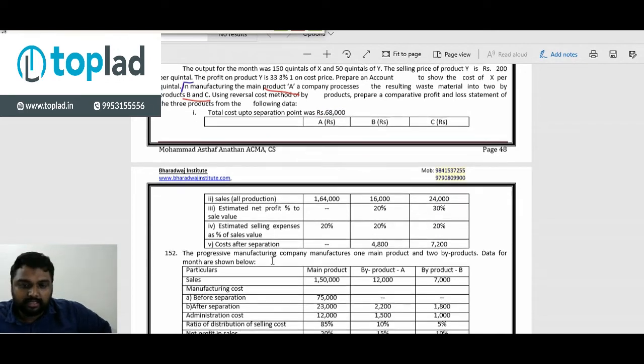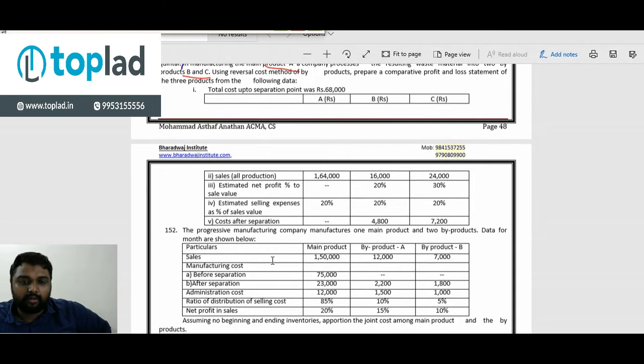See, sales is given, estimated net profit. Here there is an interesting point. It is a previous year question, so there will be a little twist. That twist is that the profit of product A is not given. Estimated cost is given. There is no after-separation cost for A. So the profit of A is not given.